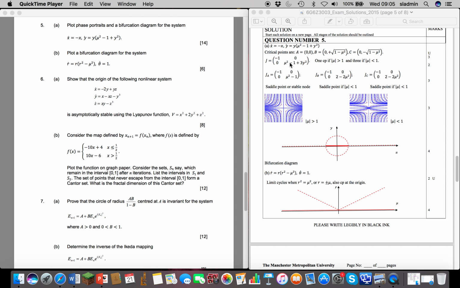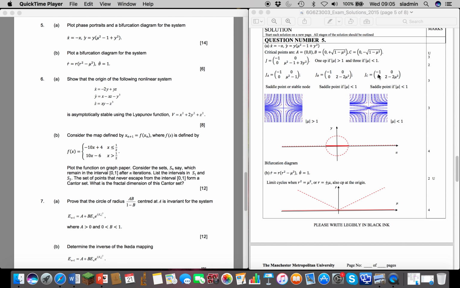The Jacobian is given by dp dx, dp dy, dq dx, dq dy, which is given here. So you can see that there's one critical point if mod of mu is bigger than 1, and there are 3 critical points if mod mu is less than 1. Okay, so if mod mu is bigger than 1, you can see that these two here will become imaginary numbers, so they disappear. So there's only one critical point if mod mu is bigger than 1, but there are 3 if the modulus of mu is less than 1.